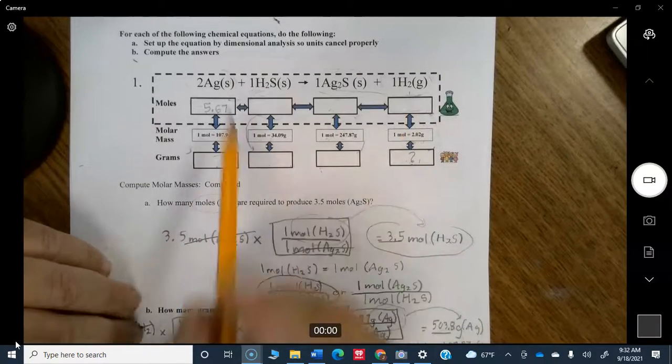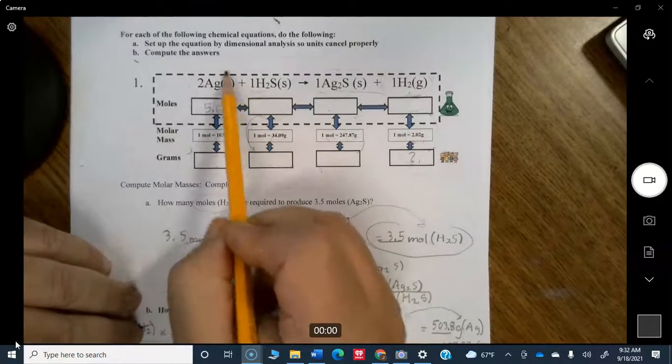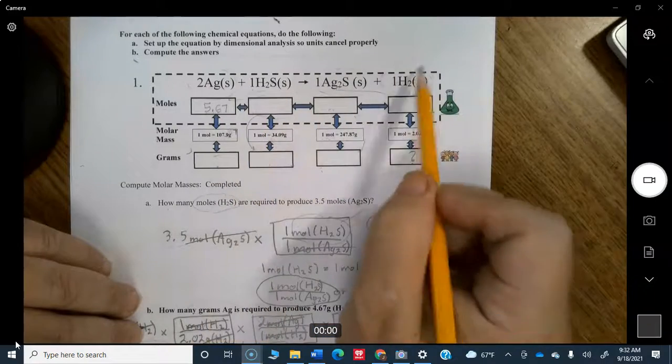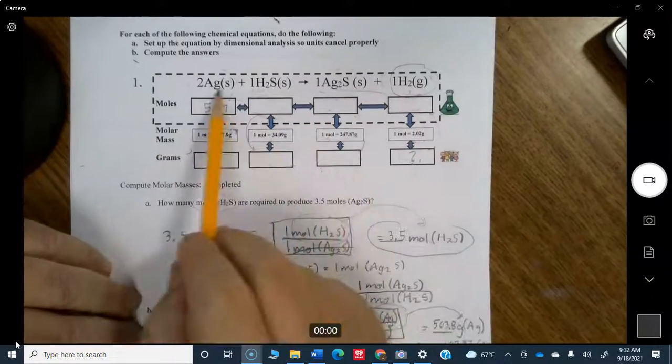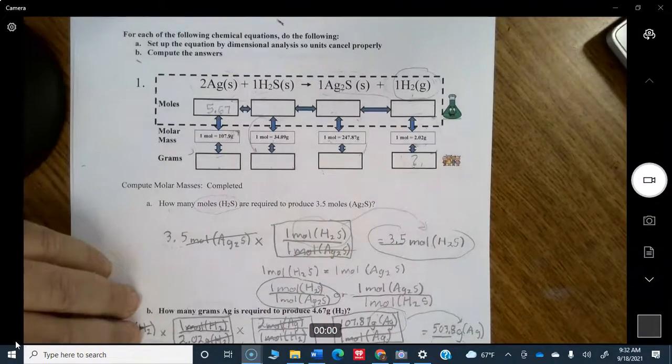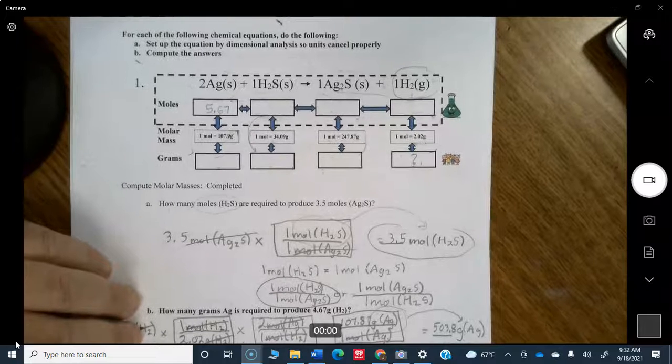And that's going to be just simply 2 mole Ag equals 1 mole H2. The chemical equation basically gives you your equivalency right there. You just have to add the word mole to it when you do it, okay? So I'm going to go down and write the 2 conversions for that.